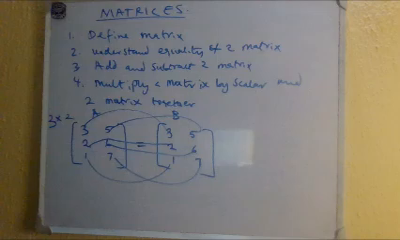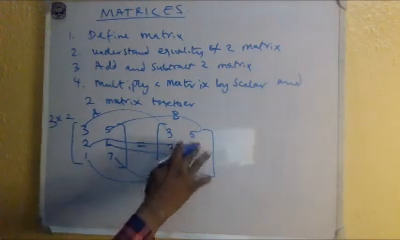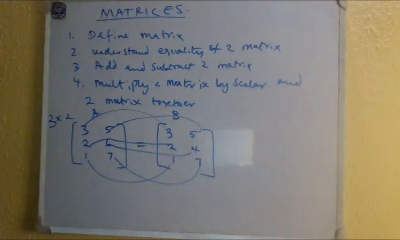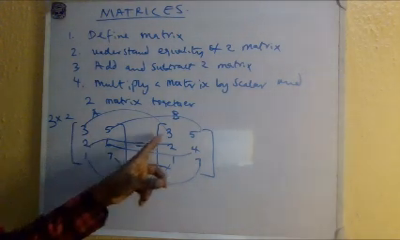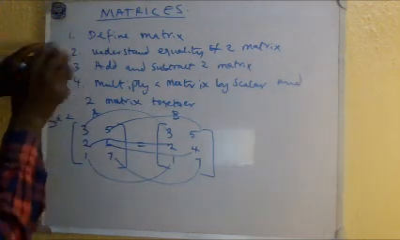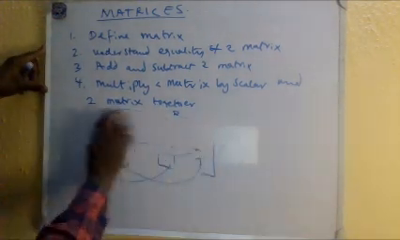If peradventure one of them changes like this, no longer equal. So you have to inspect very well to see that every element is equal. That is for equality of matrix. So let's quickly move to the addition of matrix. Addition and subtraction of matrix. How do we add and how do we subtract?